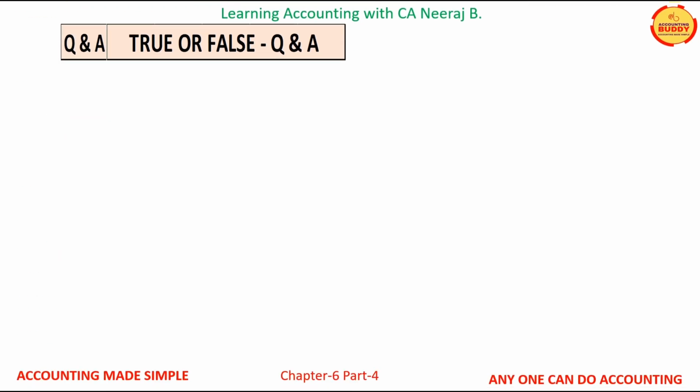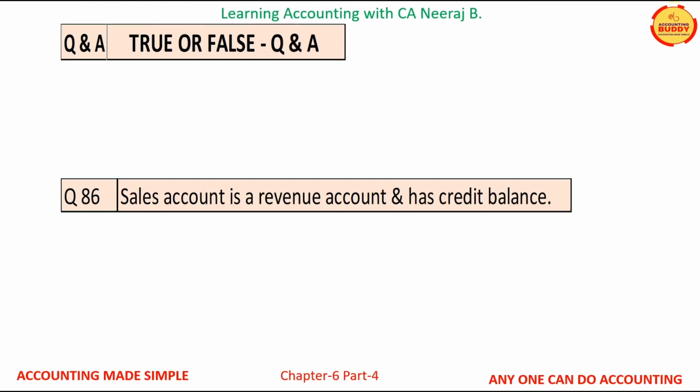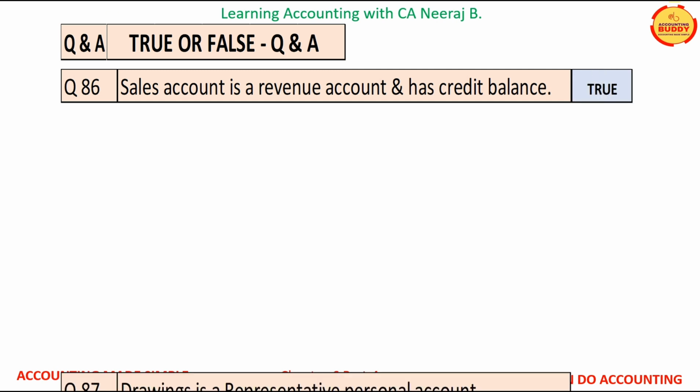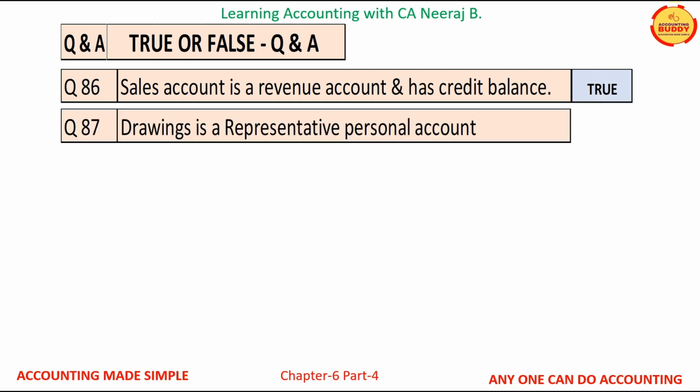In this section, we will take up true or false question and answers. Question number 86 on your screens is sales account is a revenue account and has credit balance. This is absolutely true statement. Question number 87, drawings is a representative personal account. This is again a true statement.